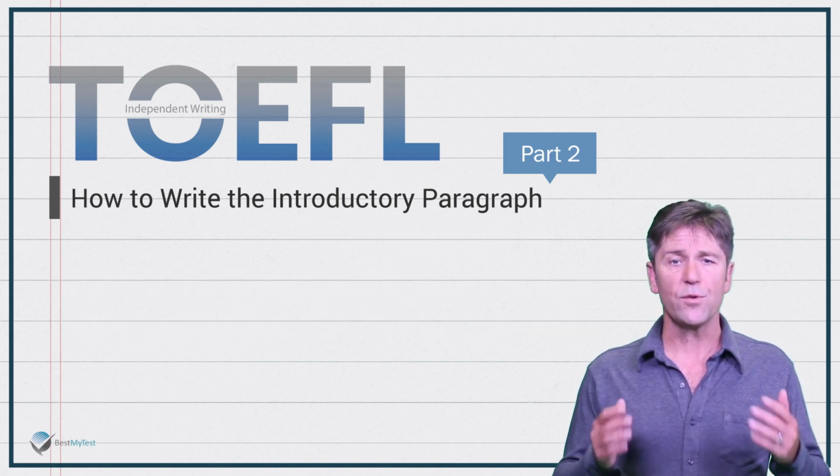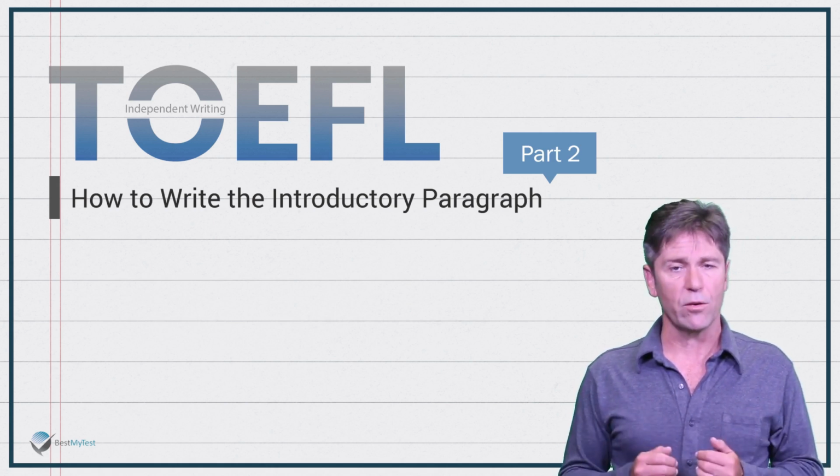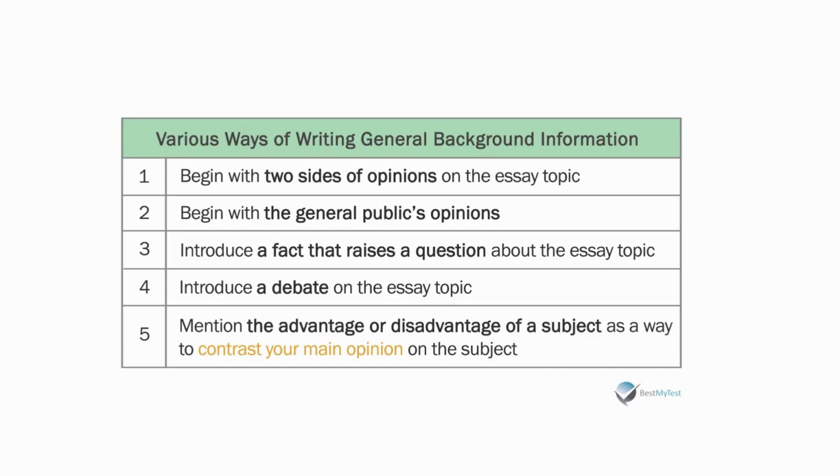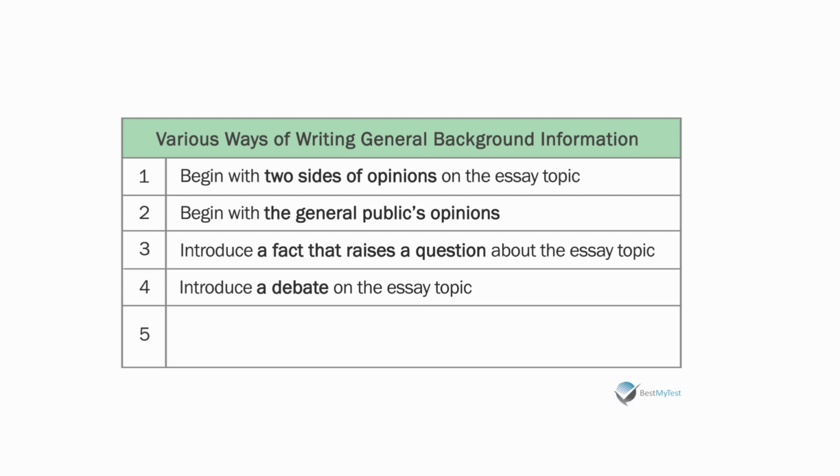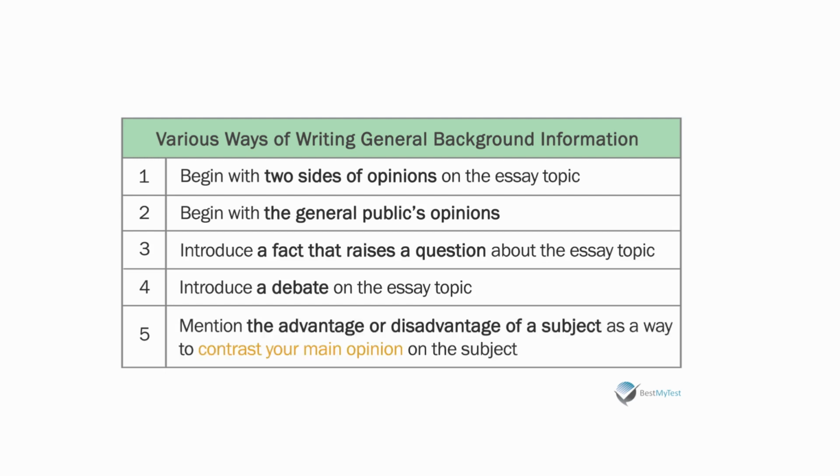Here we organized a few different techniques for you to write the background information in the introductory paragraph. Here's what you can do. 1. Begin with 2 sides of opinions on the essay topic. 2. Begin with the general public's opinions. 3. Introduce a fact that raises a question about the essay topic. 4. Introduce a debate on the essay topic. 5. Mention the advantage or disadvantage of a subject as a way to contrast your main opinion on the subject.